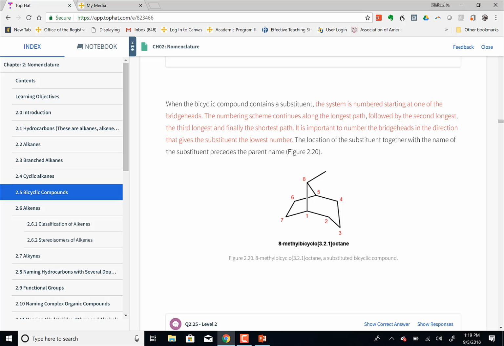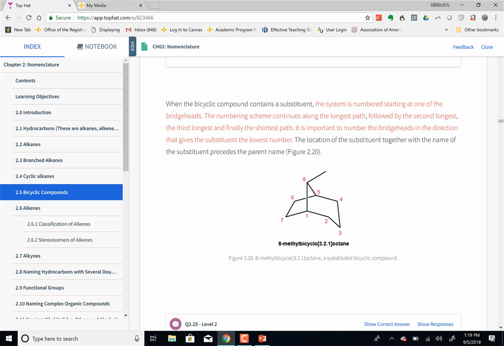And then we look at all the groups that are attached to it, and that number and the substituent, then the alkyl group, comes after that. So in this case, the bicyclooctane means it has this entire ring system. 8-methyl means that there's a methyl group attached to 8 in the overall scheme of things.